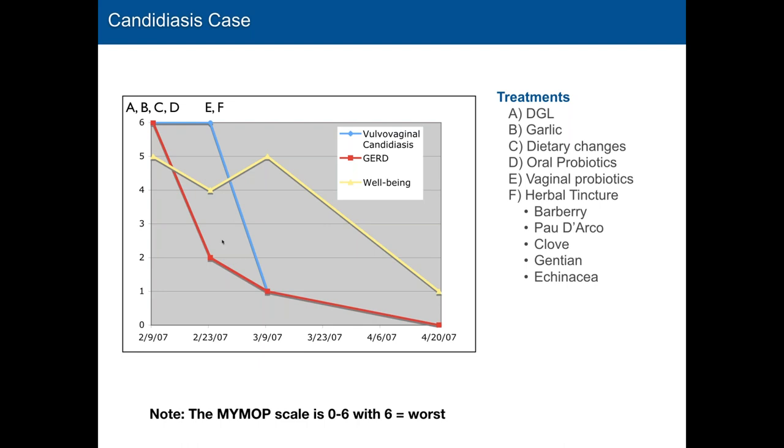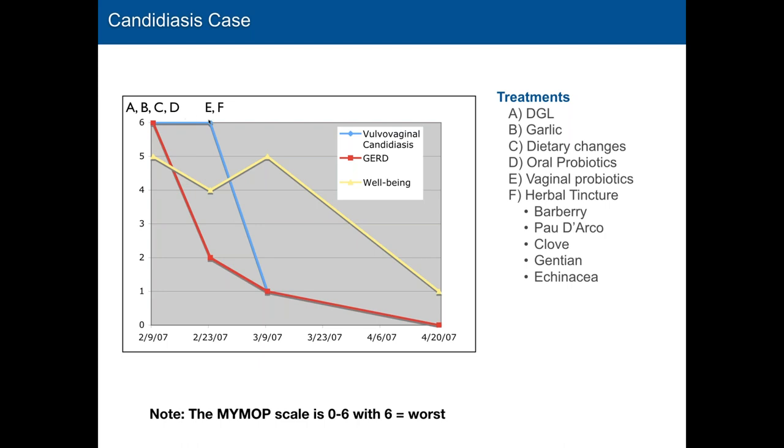but she did see some improvements in her heartburn symptoms and reflux as well as some other bloating and digestive issues. And this is using the MYMOP scale, so 6 is as bad as it gets. It's like a 10 out of 10 when it's a 6, okay? And then we gave her a tincture of herbs as well as vaginal probiotics. Like it's a supplement that has probiotics in it as well as there's some garlic in it as well, which apparently doesn't kill the good bacteria.